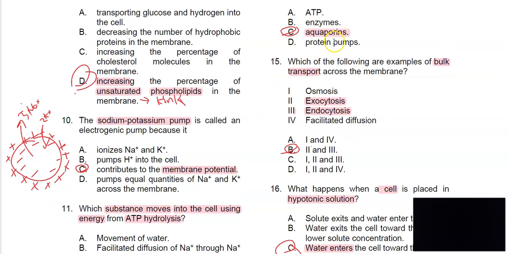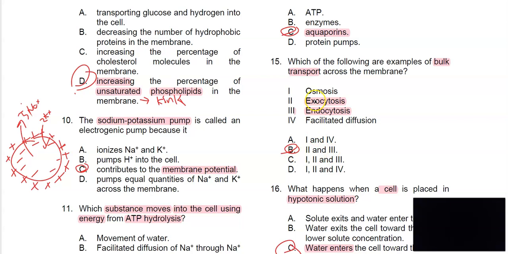So aquaporin is basically a channel protein. Okay, number 15. Which of the following are examples of bulk transport across the membrane? So the answer will be exocytosis and also endocytosis, which is the answer B.